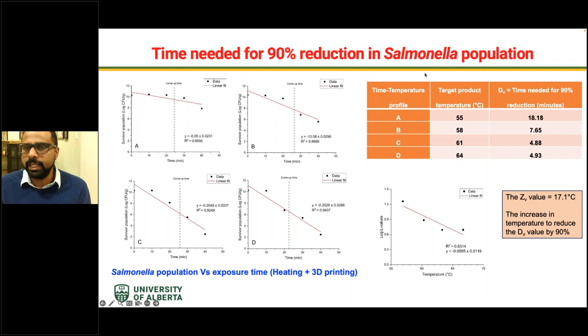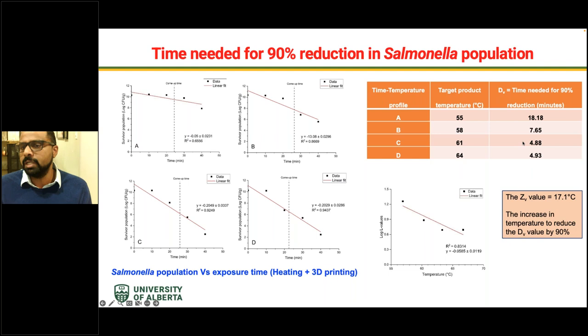And we found that for the temperature combinations C and D, at 61 and 64 degrees Celsius, we were able to get 90% reduction in the Salmonella even in less than 5 minutes. So that is very important, because at this combination we can get Salmonella reduction within 5 minutes.